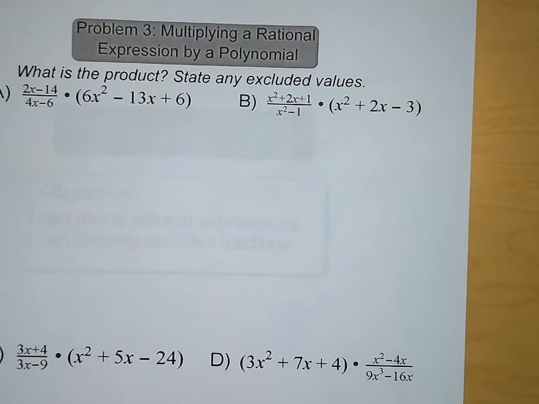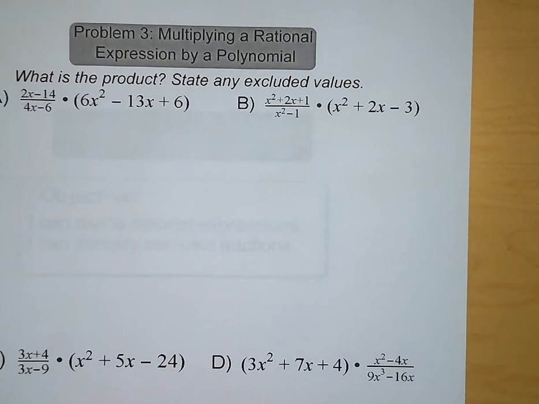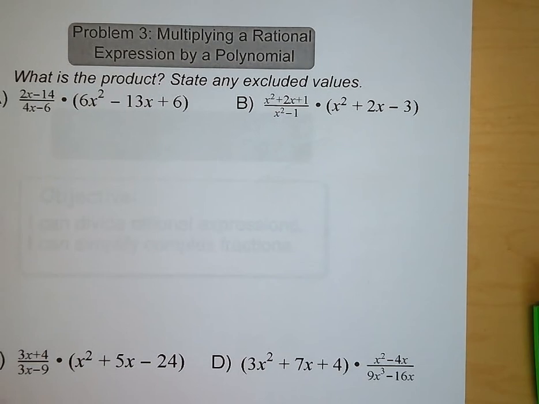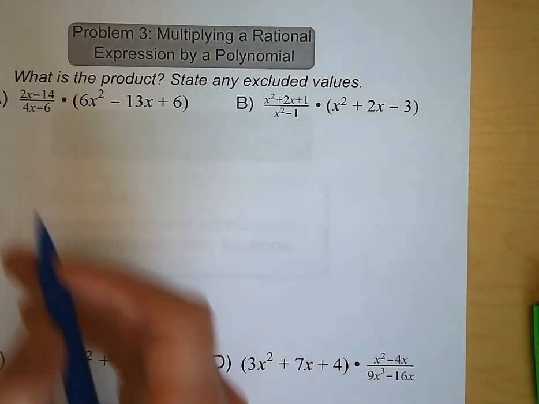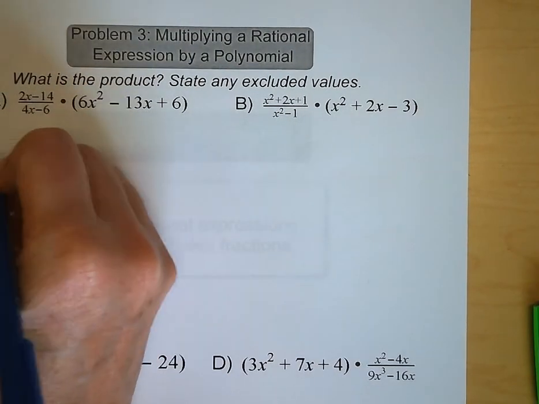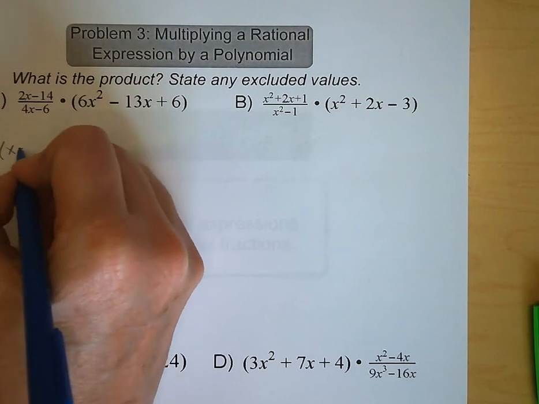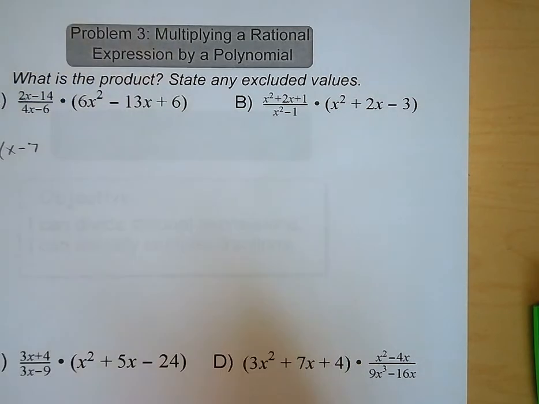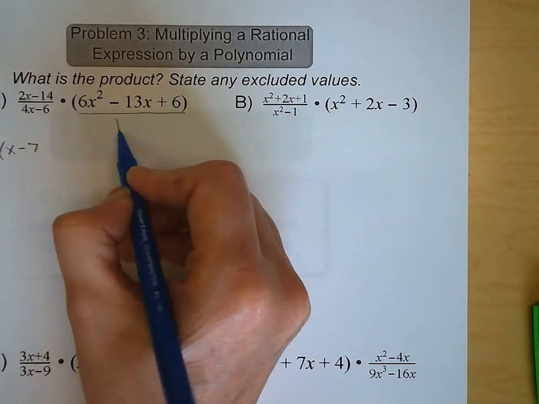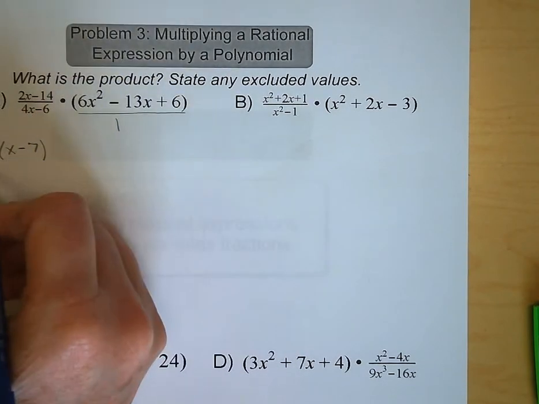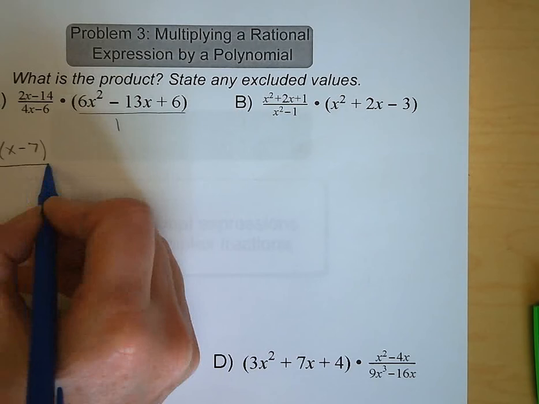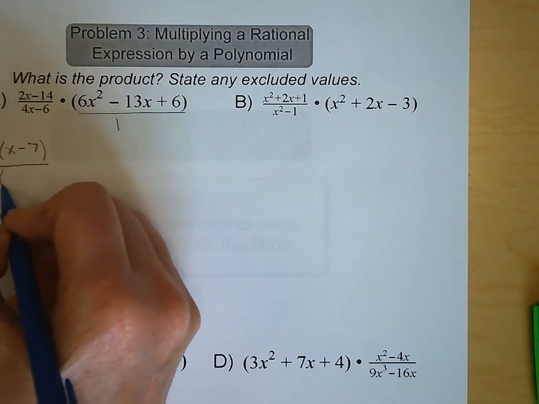All right, our last section for this lesson is problem 3, multiplying a rational expression by a polynomial. And we want to know what is the product and state any excluded values. So the first thing that we're going to want to do is just recognize that 6x squared minus 13x plus 6 could be written as a fraction, and it's all over 1. So all we're doing is the same process from before. Now instead of having 2 fractions, we have 1 fraction and we have 1 polynomial.